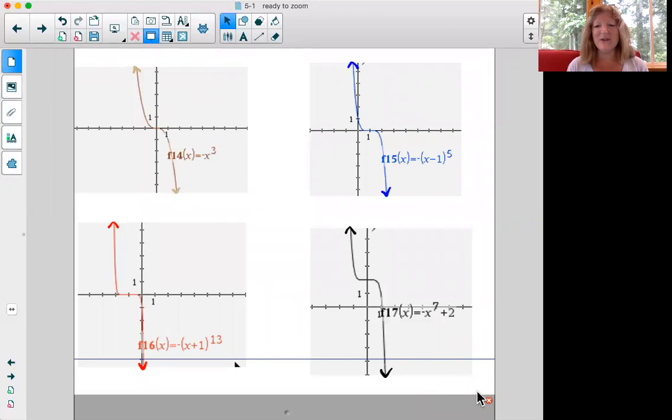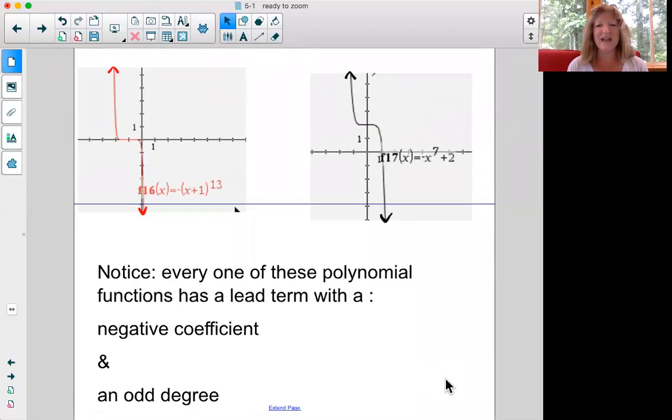If you notice in this case, every one of these polynomial functions has a leading term that has a negative coefficient, a negative out front, and an odd degree. If I took this binomial and FOILed it out 13 times, the leading term would be negative x to the 13th. So it would have a negative coefficient and an odd degree. Whenever that leading term has an odd degree, the ends will be at odds with each other. And whenever it's negative, a negative coefficient on the leading term, then it'll end on a down note: up, down.